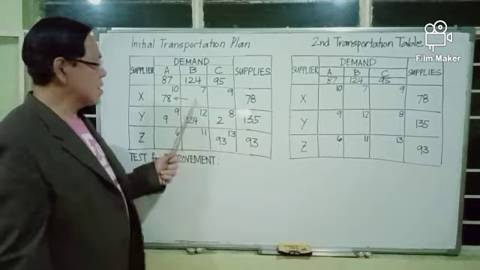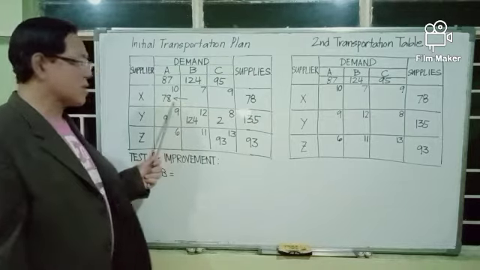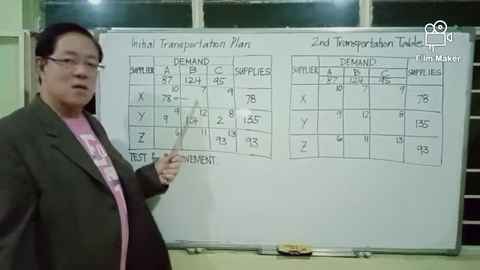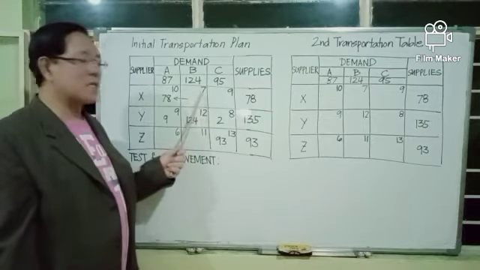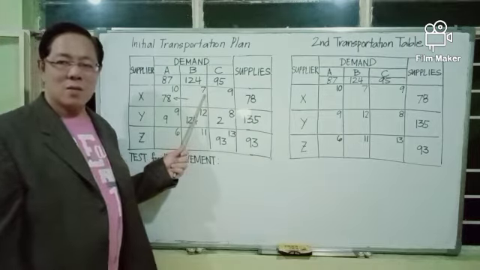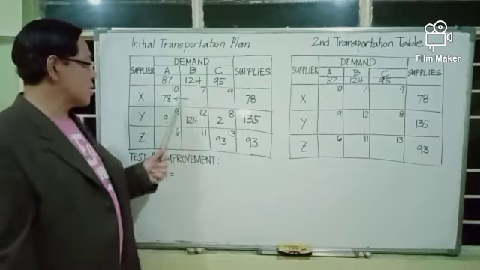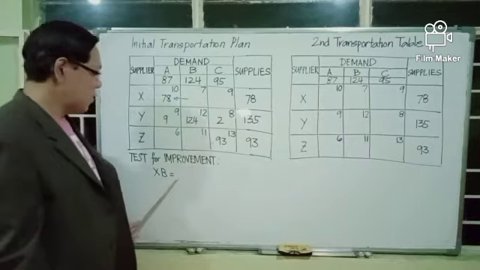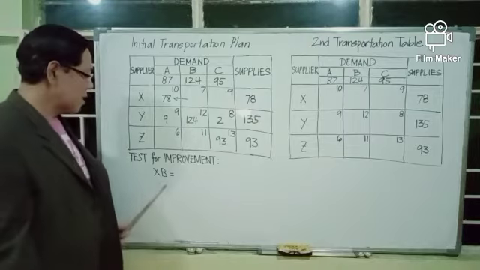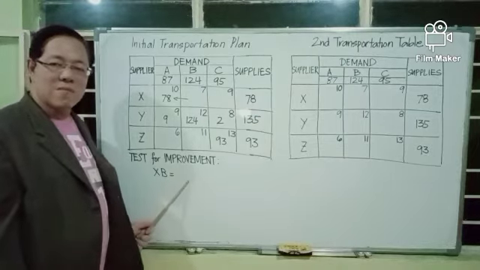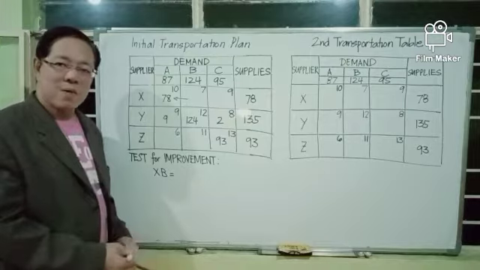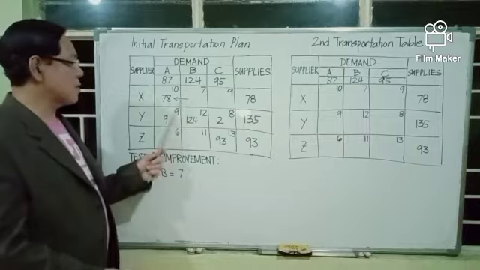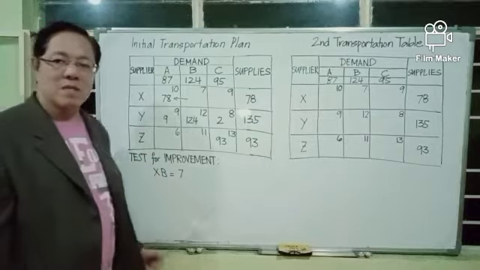As I said, the cost associated with horizontal movement is the positive of the cell cost. The cell cost from which we originated is 7. So the cost associated with moving horizontally to the left up to 78 is 7 pesos. And we write it here in the test for improvement: XB equals, the first movement is 7 pesos. I mean, the cost associated with the first horizontal movement to the left is 7 pesos.